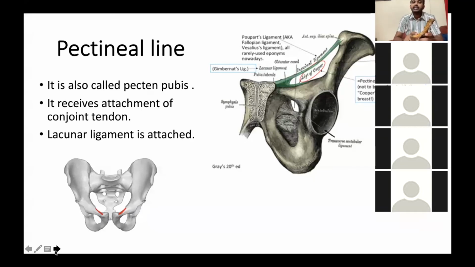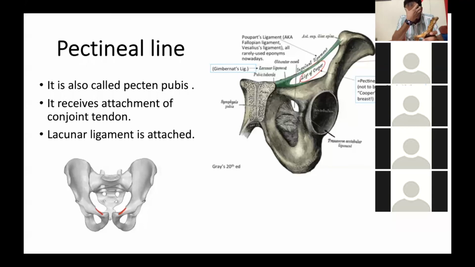Now this pectineal line, also called the pecten pubis, receives attachment of the conjoint tendon again. And not only that, it also receives a ligament, which is the lacunar ligament. See, this is the lacunar ligament. The whole extent of this pectineal line gives attachment to this ligament. So throughout its length, the lacunar ligament is attached to the pecten pubis. So is it clear, everybody?